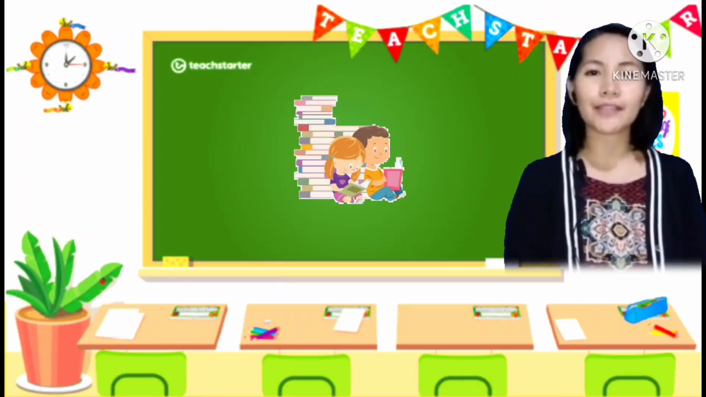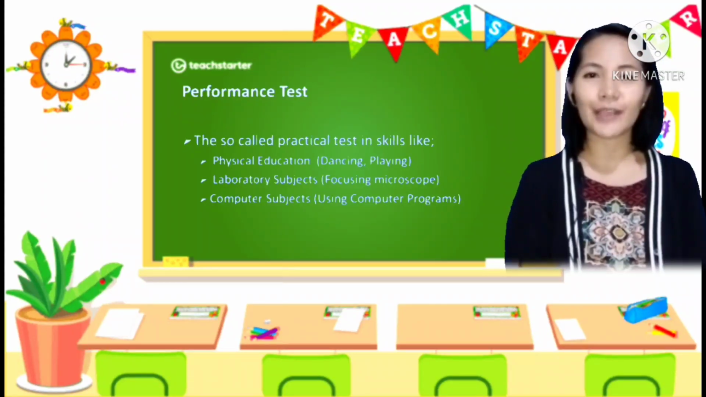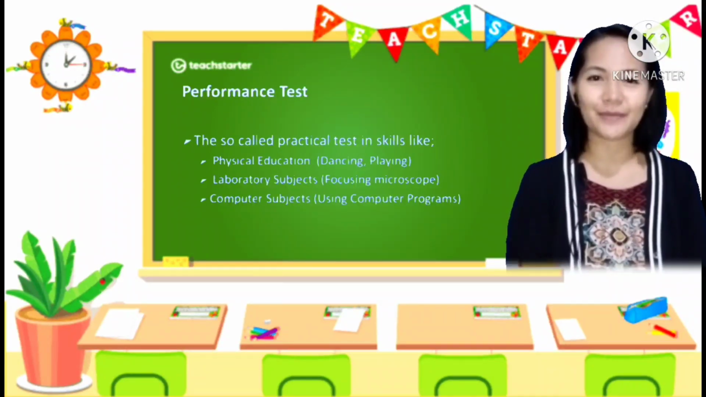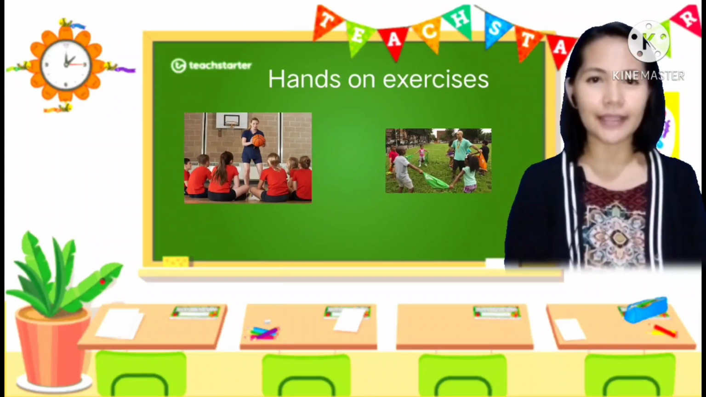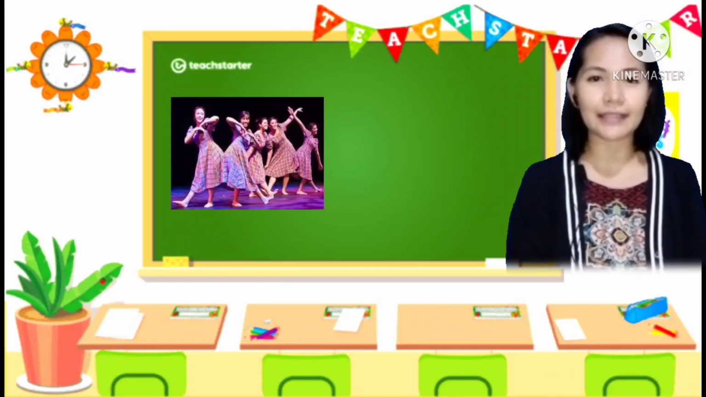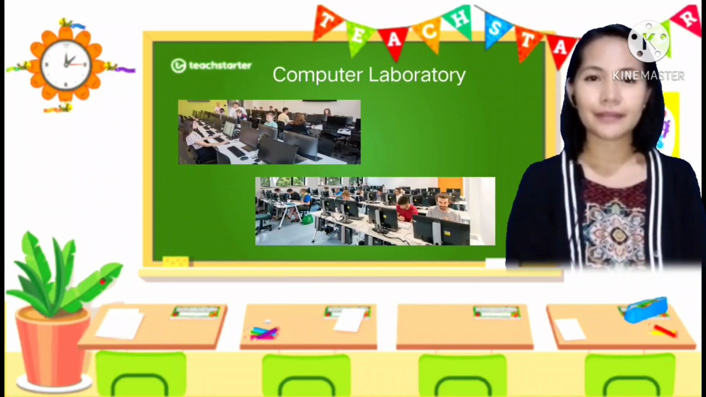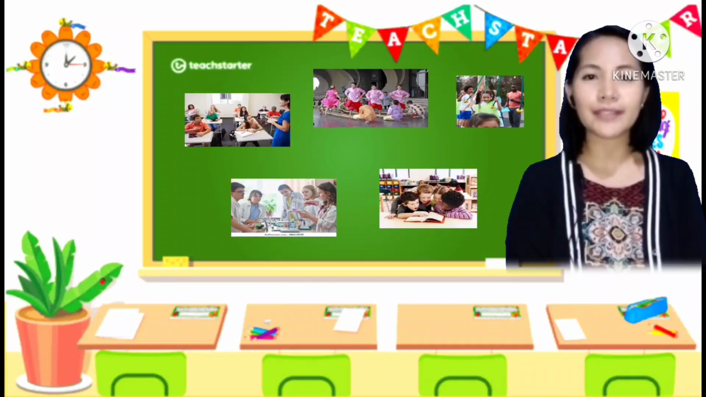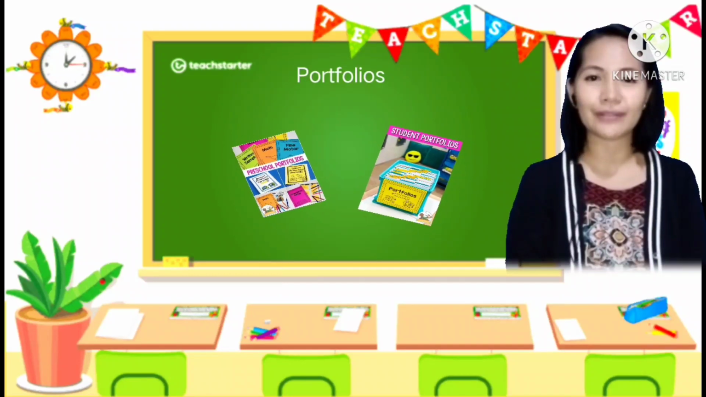Aside from a paper-pencil test, most of the teachers are also using authentic evaluation tools like performance tests, the so-called practical tests, in skills subjects like physical education, laboratory subjects, and computer subjects. The most reliable way to test if our students learned the skills we intended to teach is by way of hands-on exercises, by way of actual performances like dancing, playing, and using computer programs. Aside from the performance tests, we can also assess our students by making and submitting portfolios.